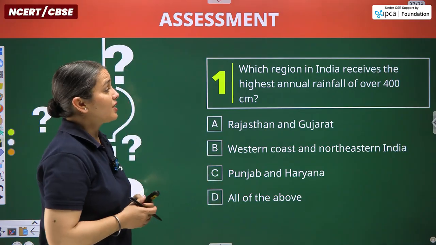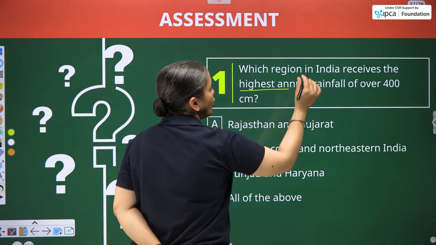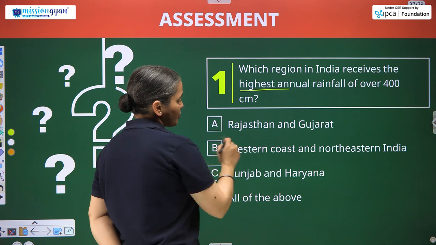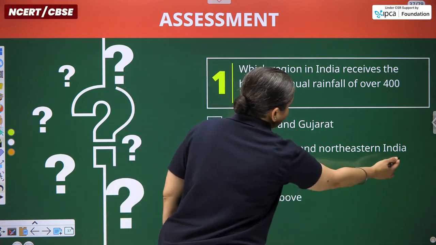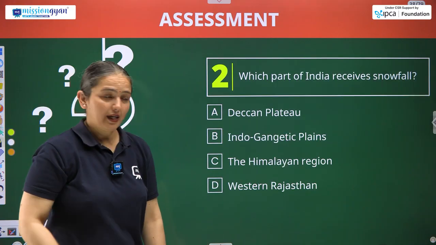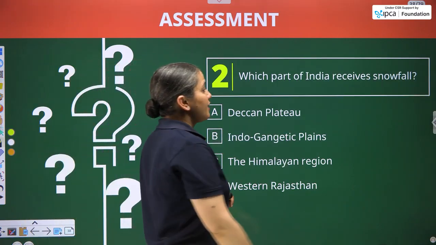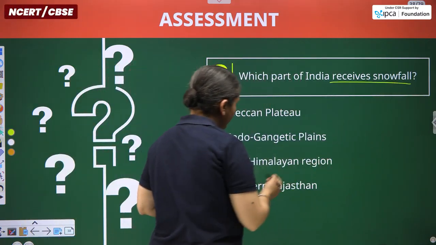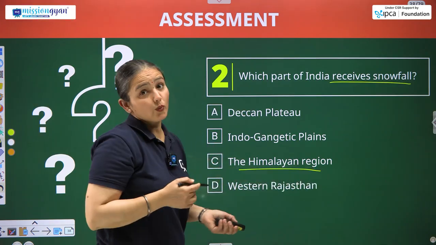Question number 1. Which region in India receives the highest rainfall, over 400 centimeters? These are the western coast and the northeast part of India, and Mawsynram lies in the northeast part of India itself. Which part of India receives snowfall? None other than the Himalayan region.